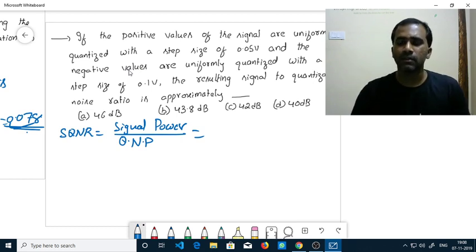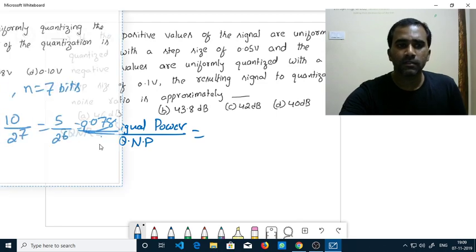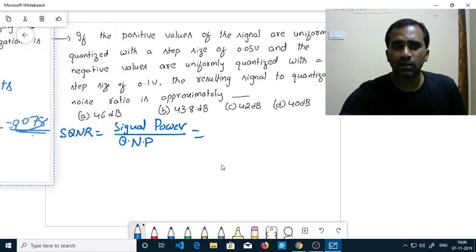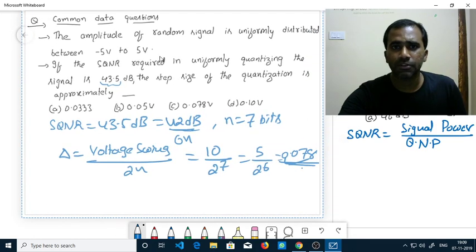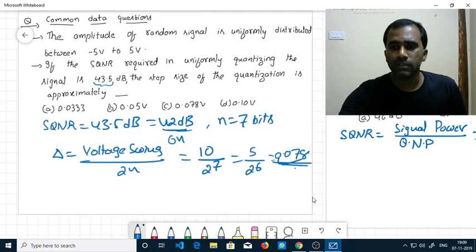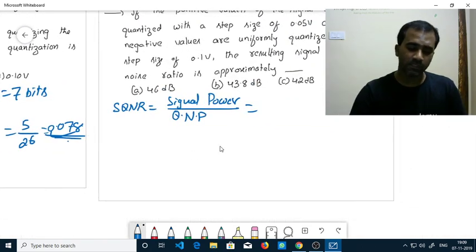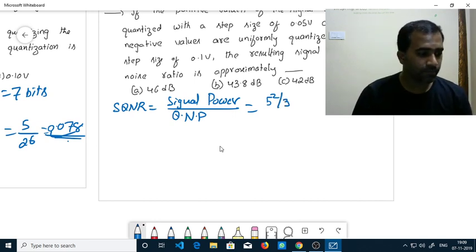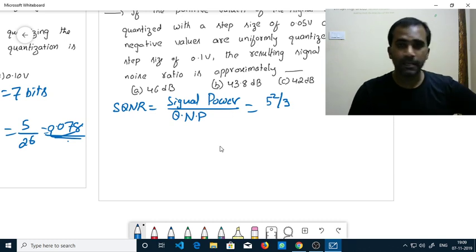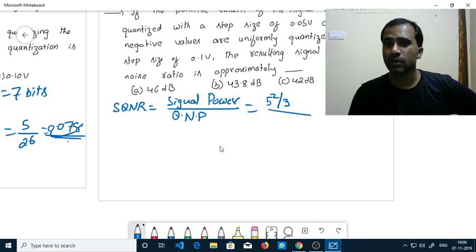So what is the signal power? Signal power is very easy to find, right? What did they say about the signal? They said the signal is uniformly distributed, and it takes voltages from -5 to +5. For a uniform signal we know the formula: peak amplitude squared divided by 3, or else you go with the basics of expectation of x squared. Signal power will be 5 square by 3, divided by the quantization noise power, which is what we need to figure out.